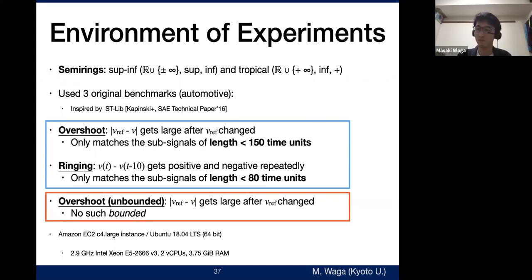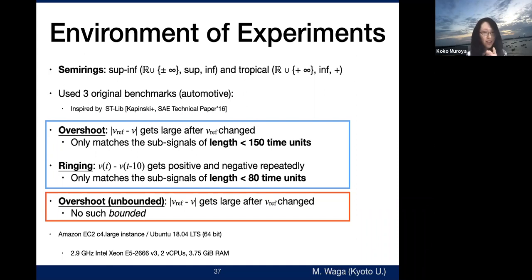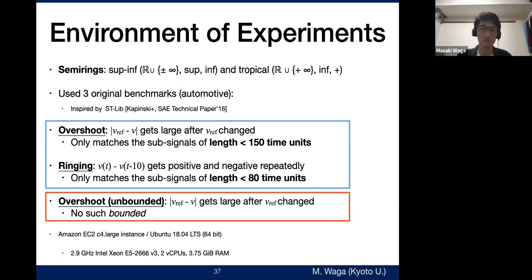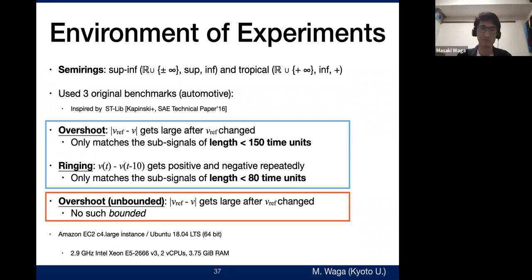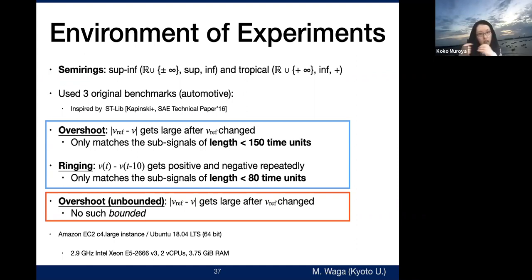Yeah, I'll ask one question. On this slide there are two bounded specifications, and they have different bounds, right? The length of time units. I guess if you make the length smaller, then monitoring seems to get more informative. My question is, if you change the length of the time units, that is the bound of the specification, does it affect the time efficiency of the algorithm?